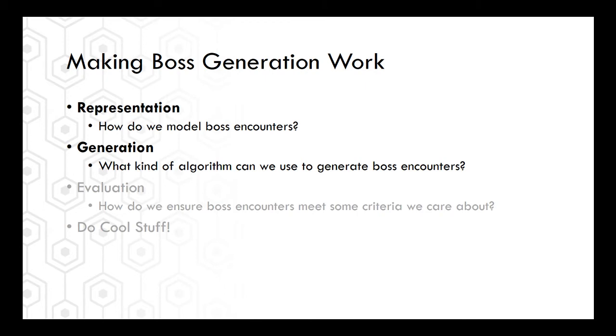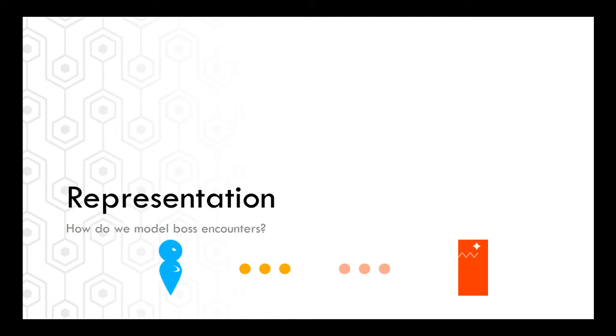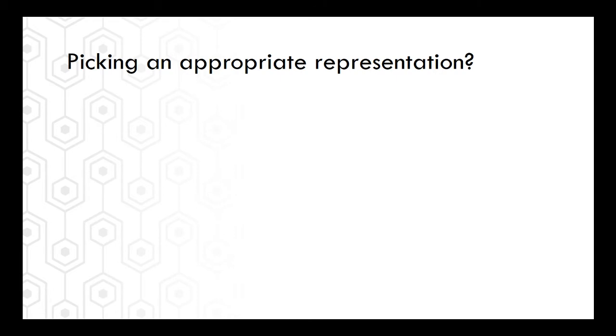So let's first talk about representation. As I mentioned before, boss encounters are tricky. How do we model boss encounters? I want to highlight the importance of picking an appropriate representation for this kind of problem, or for any problem where you're trying to procedurally generate an artifact in general.